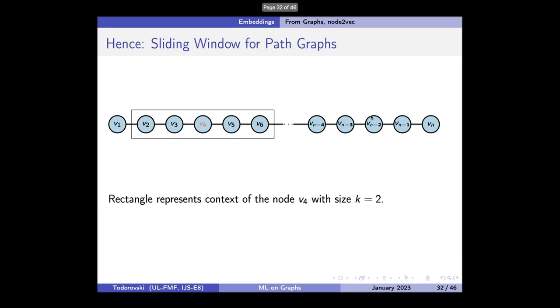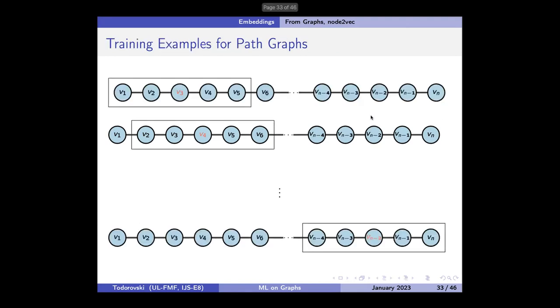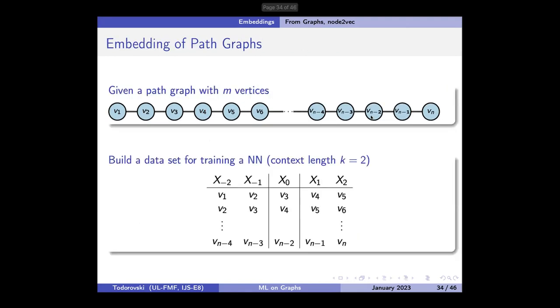we can apply our usual magic of a sliding window, okay, and build the same training examples that we built for words. But instead, now we have the vertices here, okay. But does it mean that in the random walk, you're not allowed to go back? Oh, you can, but I'm showing now a particular class of graphs where I can apply word2vec directly.